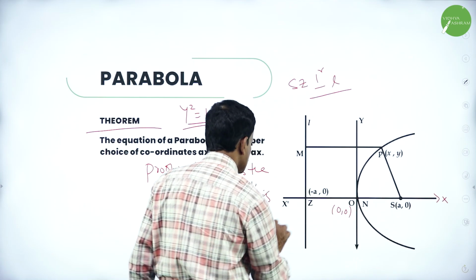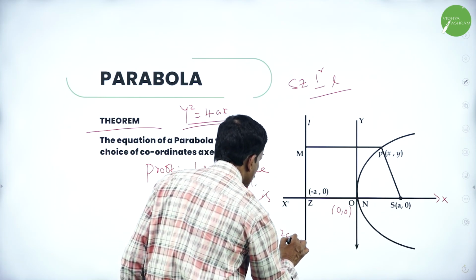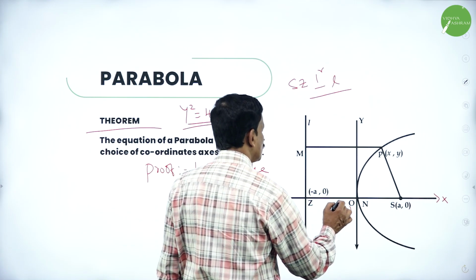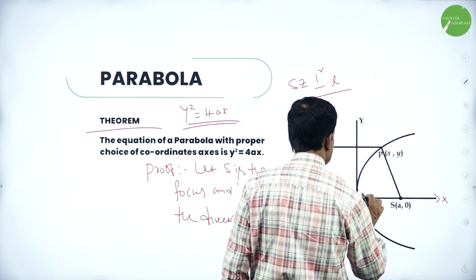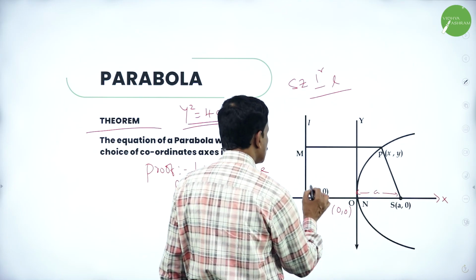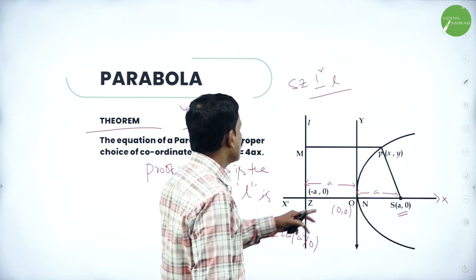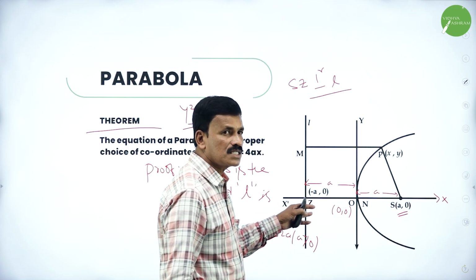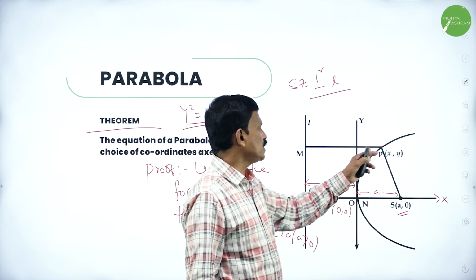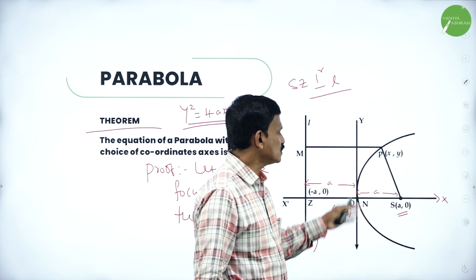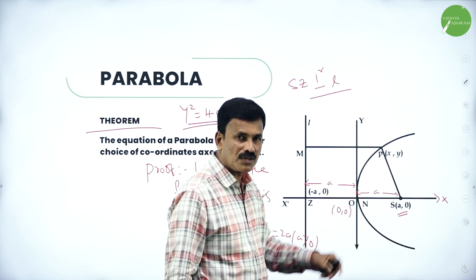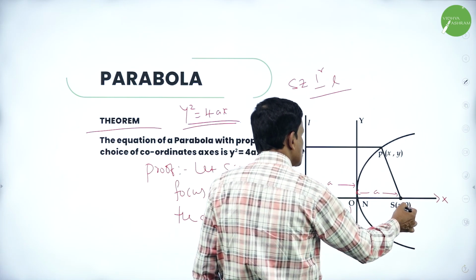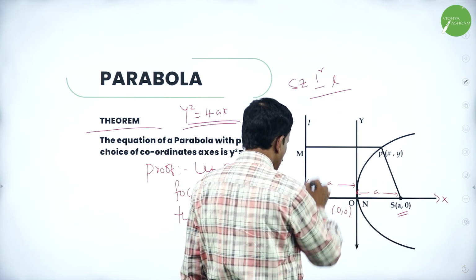Now, the distance SZ is equal to 2a, because a is greater than 0, it is positive. Therefore, the distance OS is equal to a, and similarly the distance OZ is also equal to a. So the coordinates of the focus S are (a, 0) and Z is (minus a, 0). Let P(x, y) be any point on the curve. Join PS, and PM is drawn perpendicular to the directrix L.